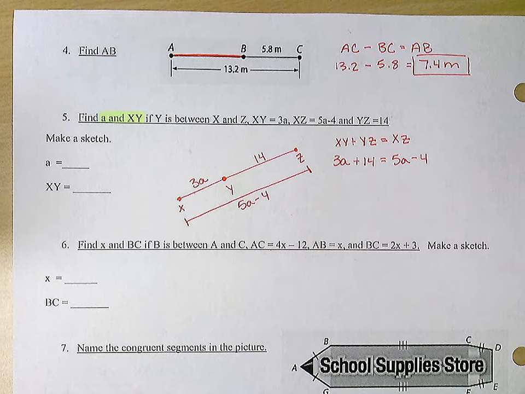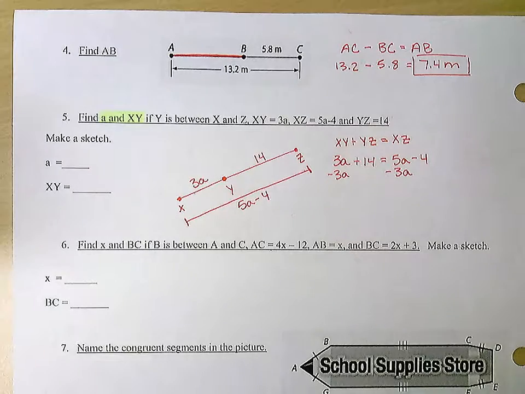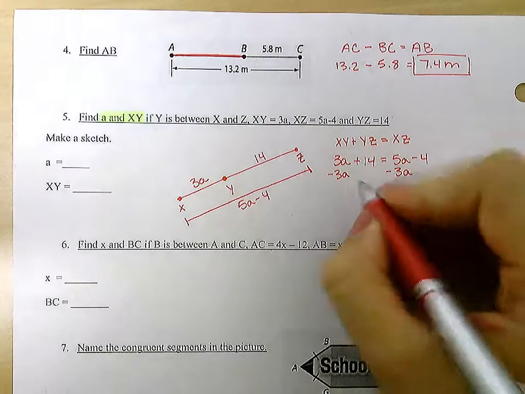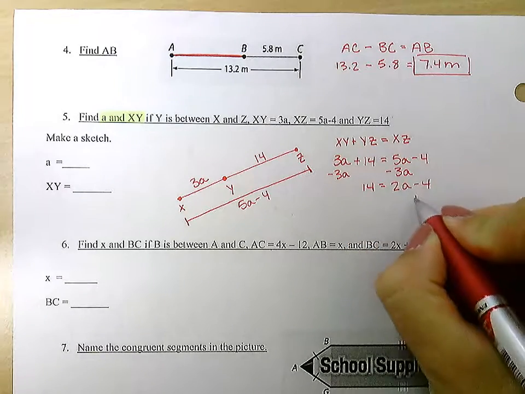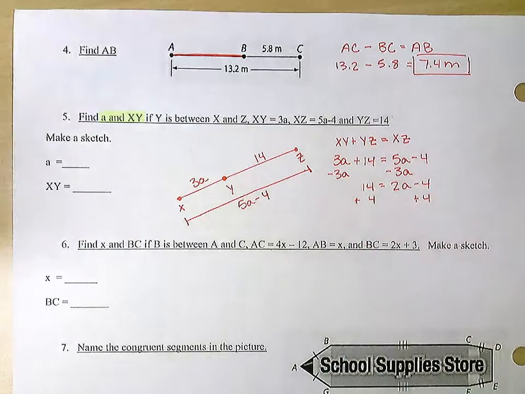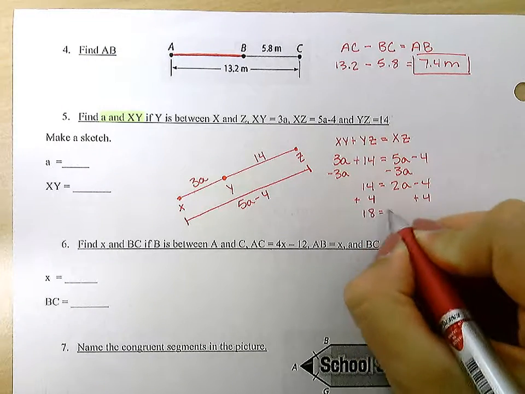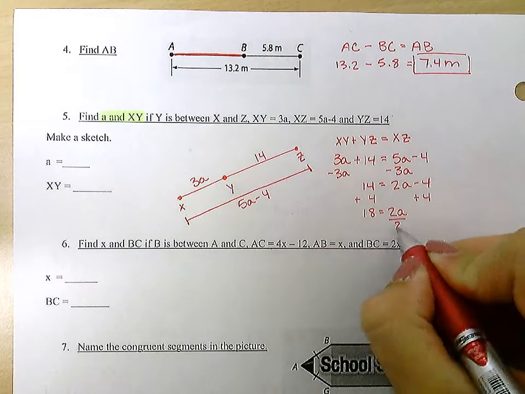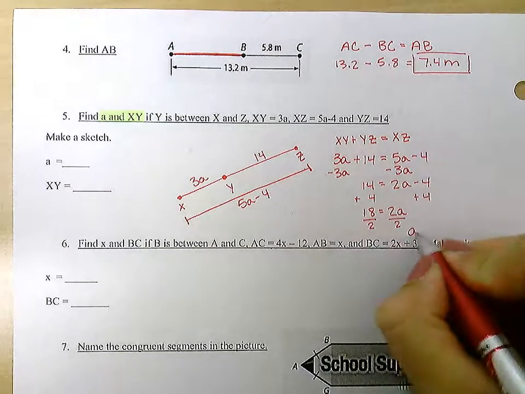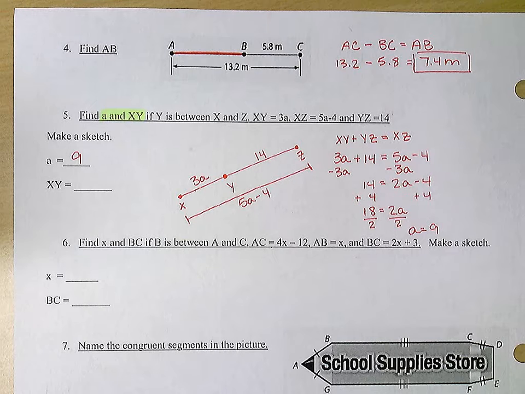Okay, from here I just need to solve for A. So I can subtract 3A, so I end up with 14 is equal to 2A minus 4. Add 4 to both sides of my equation, so I have 18 is equal to 2A. Divide by 2, and A will equal 9. Okay, so that's one part that I needed to find.